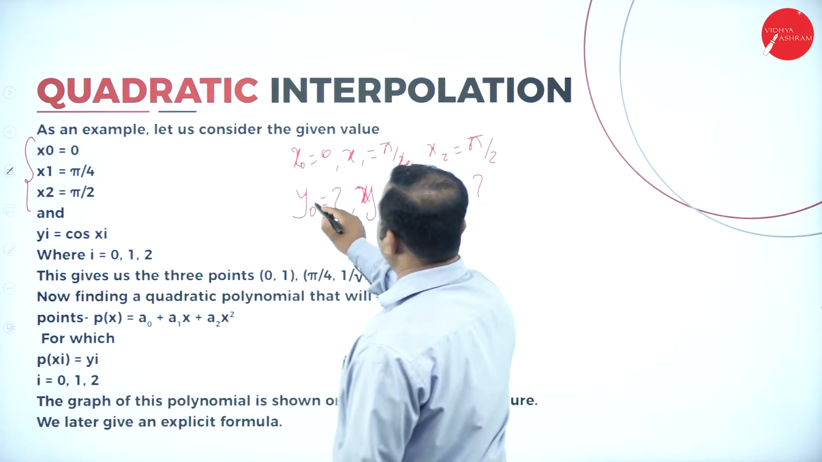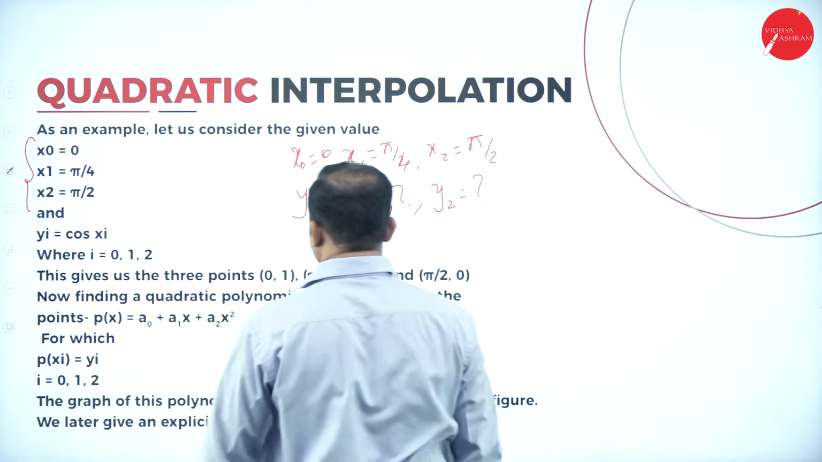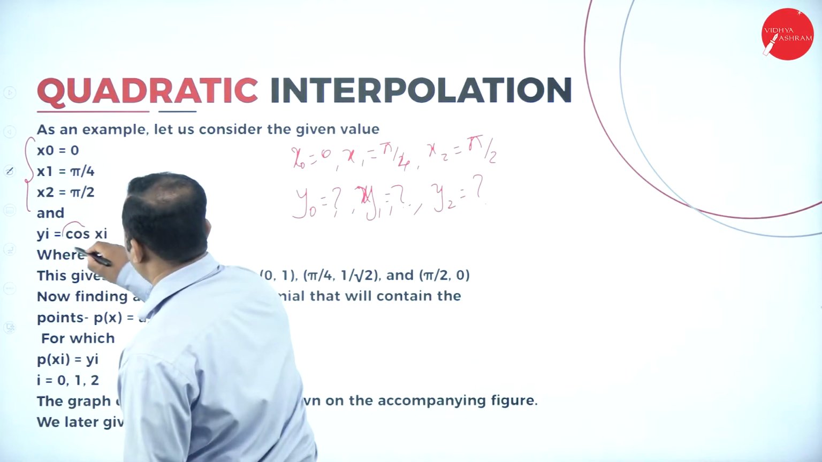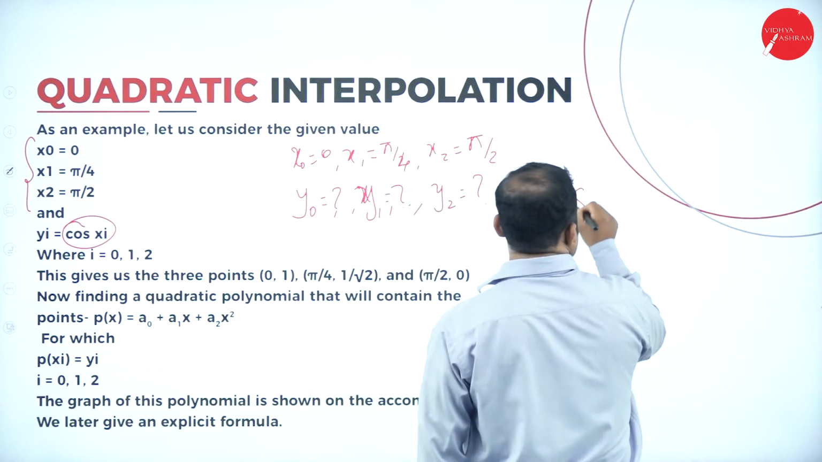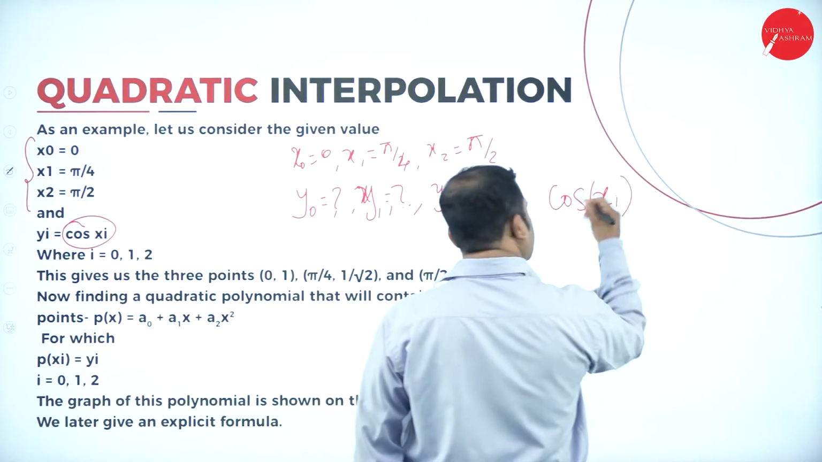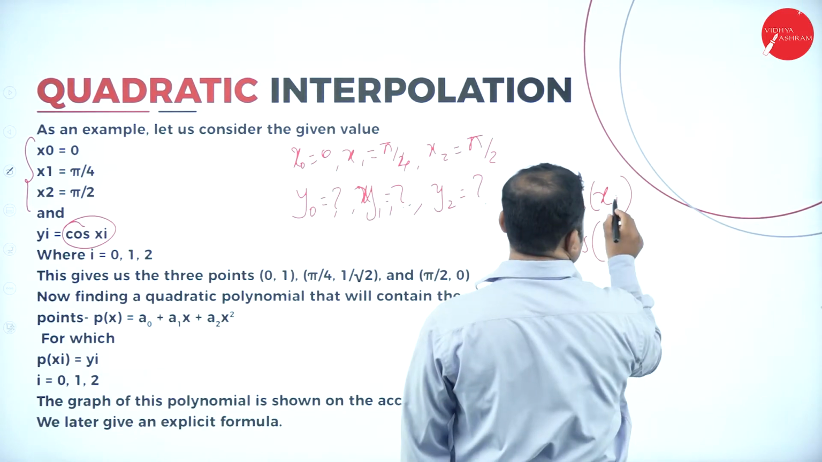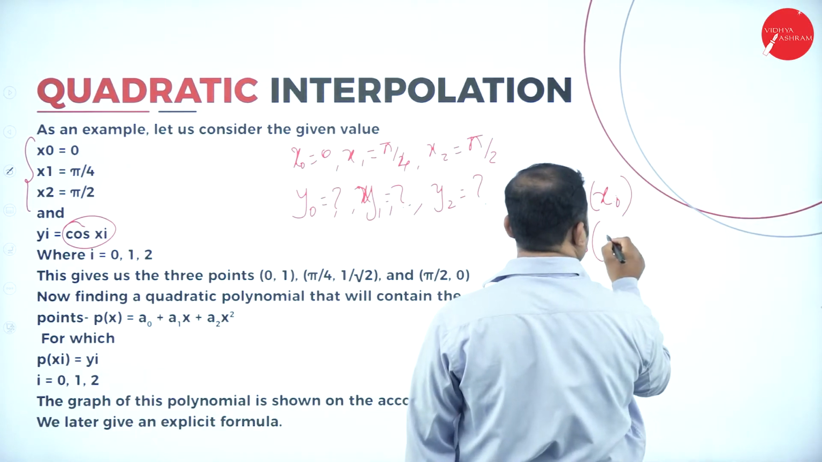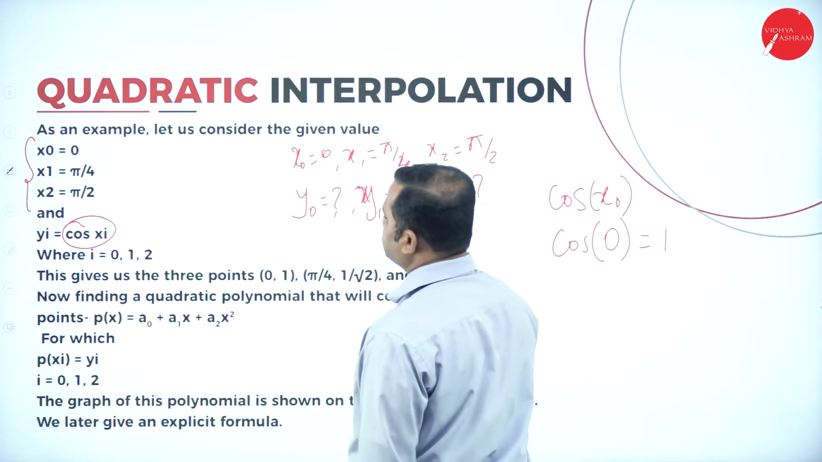How can I determine the value of y0 from x0? Using the function. Which is that function? Cos of xi. That means the function is cos of xi. That means cos of, what is the value of x0? That is i equal to 0, x0. What is the value of x0? That is cos 0 is equal to 1. It is obviously equal to 1.